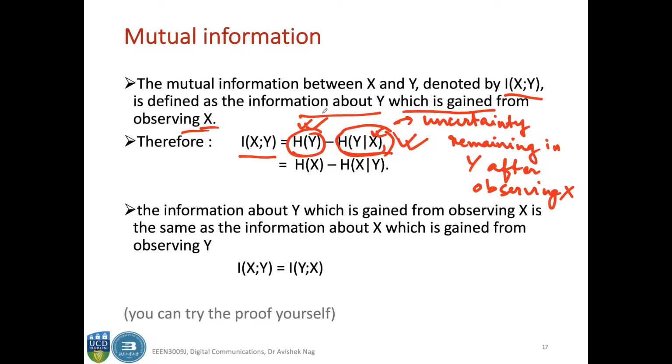Similarly, the mutual information between X and Y can also be written as the information gained in X after observing Y. So you can also write H(X) minus H(X given Y). The information about Y which is gained from observing X is the same as the information about X which is gained from observing Y. So I(X;Y) is equal to I(Y;X), and you can try the proof yourself.